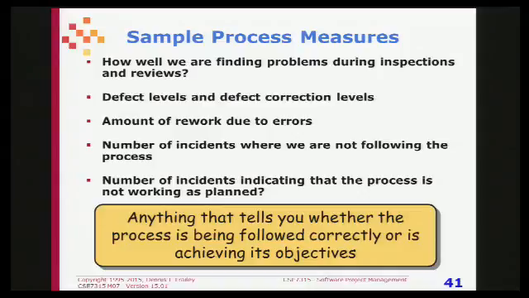For example, you spend a lot of time doing code inspections and they don't find any bugs because you're not doing the inspections right, because the inspection process is too hard for people to follow correctly, or you're not requiring people to do it properly. Anything that tells you whether the process is being followed or whether the process is or is not achieving its objectives.